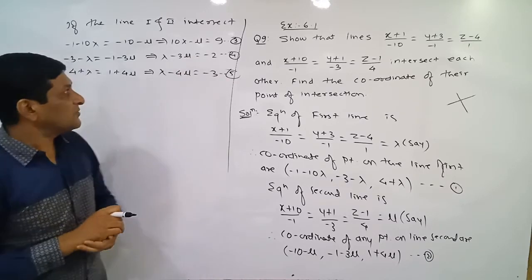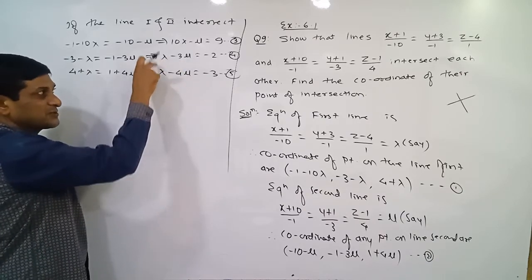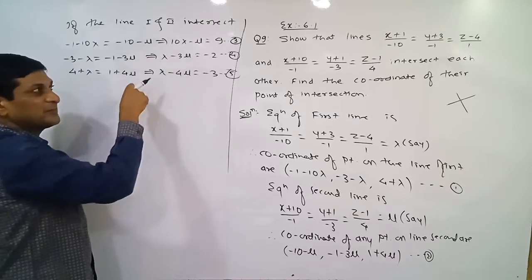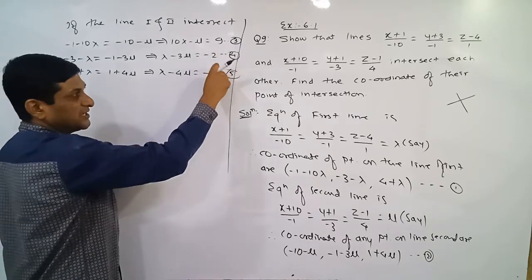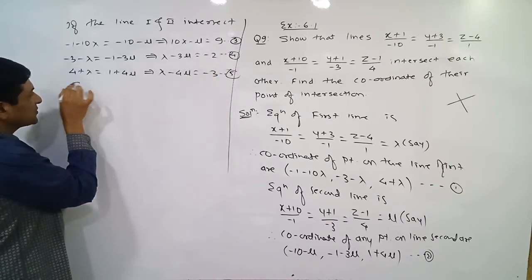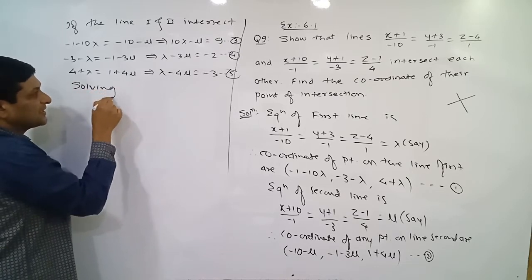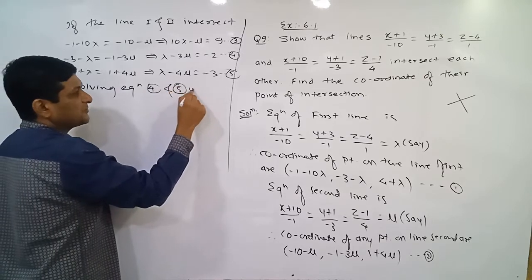Mu. So here if you observe these equations, if you are taking subtraction of these two equations, the coefficients of lambda are equal. If you are taking subtraction of these two equations, lambda will get cancelled and we will get the value of mu. So for simplicity, we are solving equation 4 and 5. So solving equation 4 and 5, let us see what we will get here.